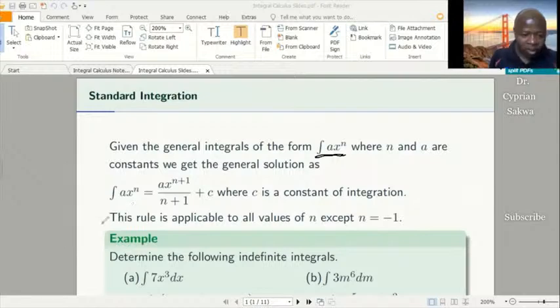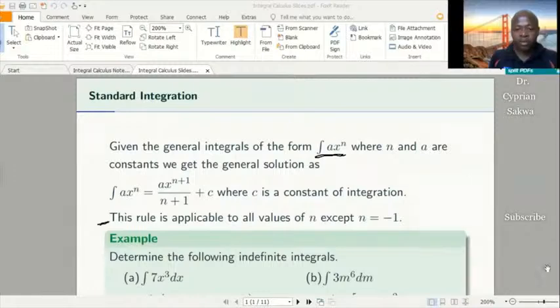What I've stated here is that this rule is only applicable when n is not equal to -1. So n should not be equal to -1. We are not using this rule to do integration where n is -1. When n is -1, we'll come up with another rule for doing that. So let's just look at a few examples.